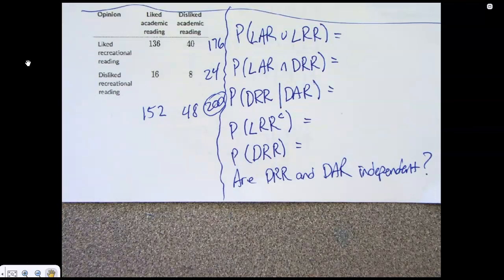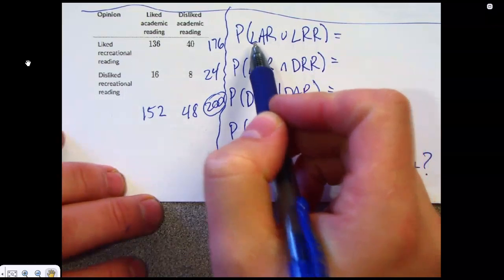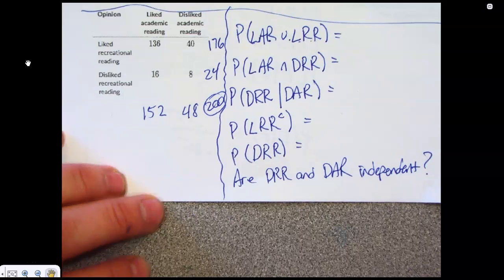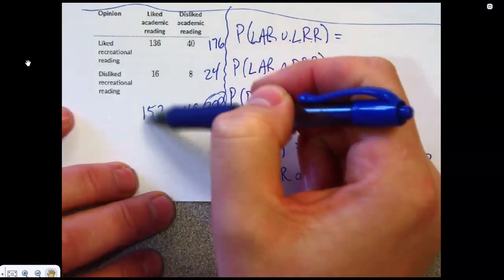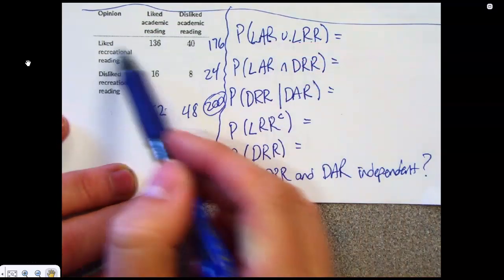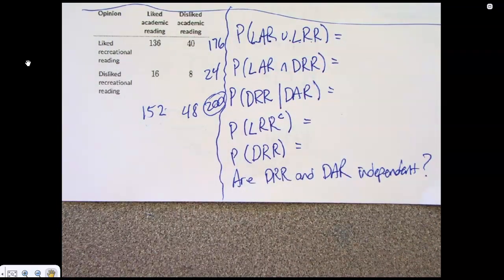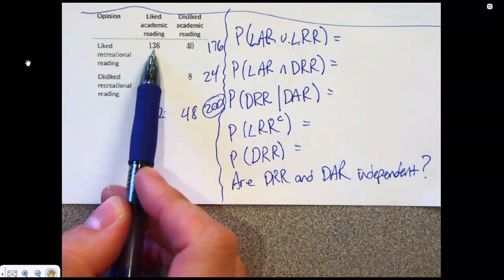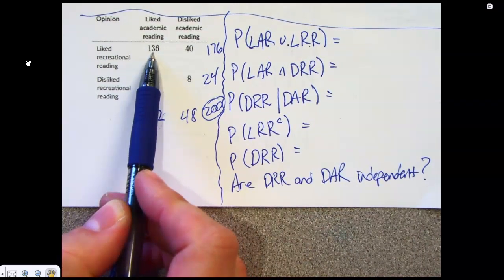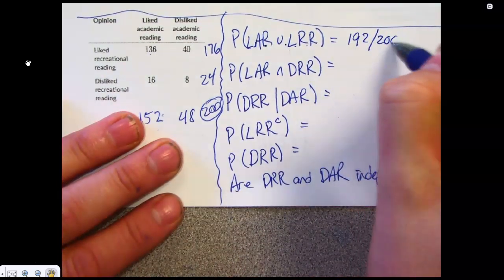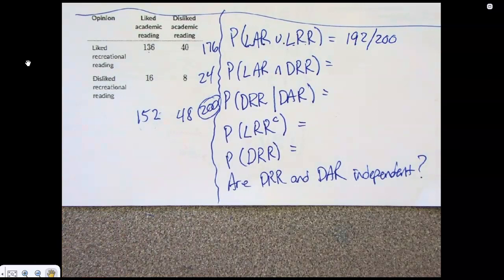Alright, let's talk through these. So, liked academic reading or liked recreational reading. What you'd be doing there is adding up all the people that liked academic reading plus all the people that liked recreational reading. So now we're at some gigantic number, way bigger than 200. So 152 plus 176. But then these people have been counted twice, right? So we gotta subtract out the 136. That gives me 192 out of the 200.